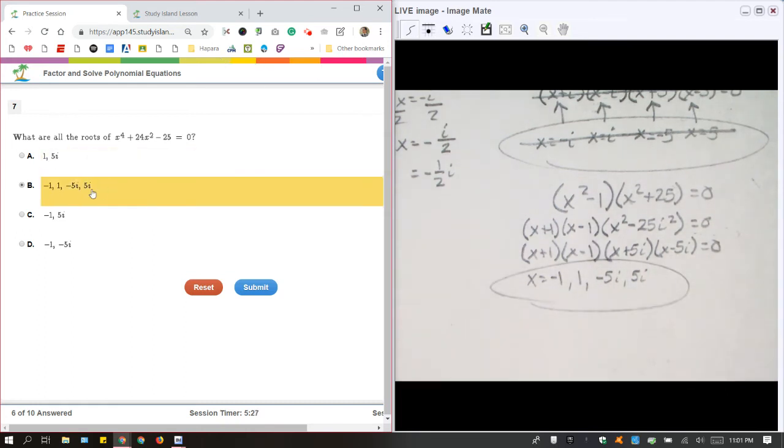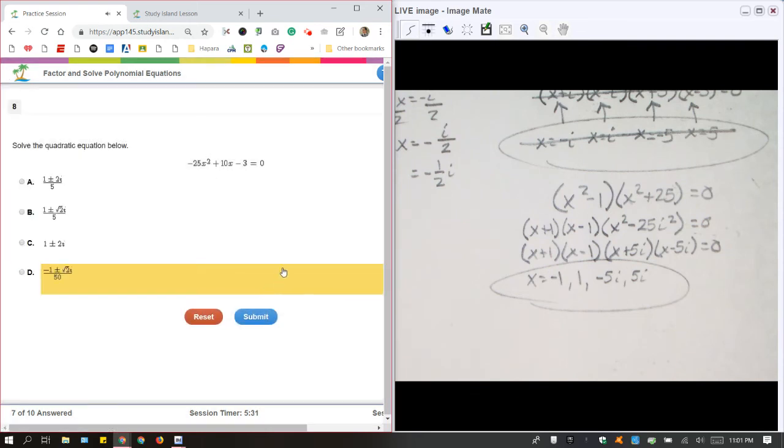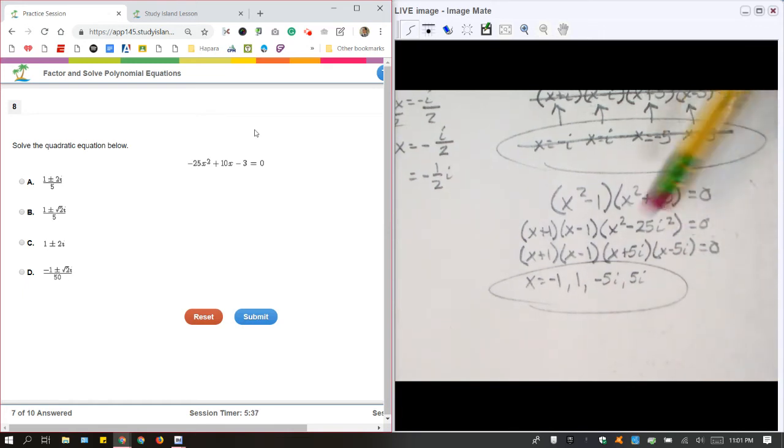And that's the one we clicked on. Here we go. All right, let's do another one. -25x squared plus 10x minus 3 equals 0.